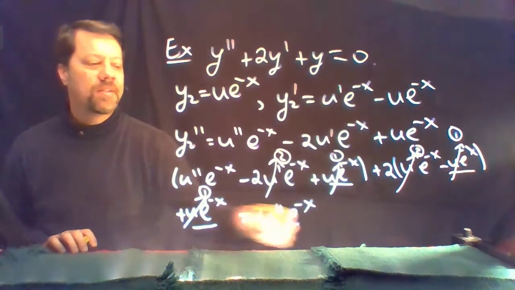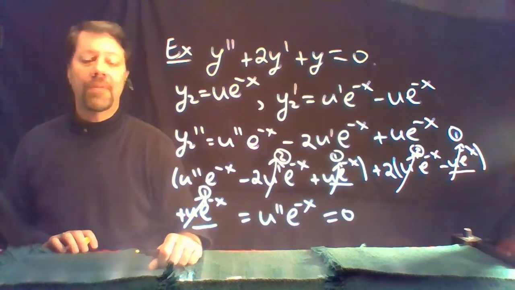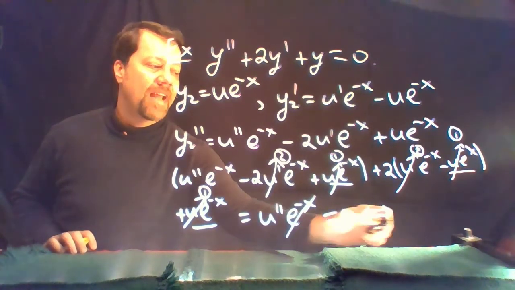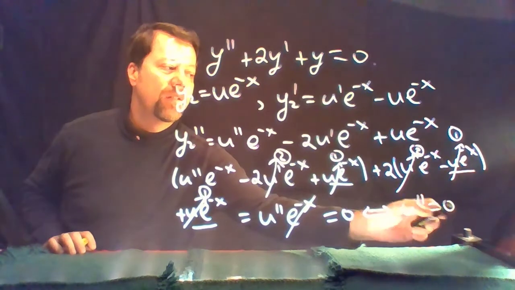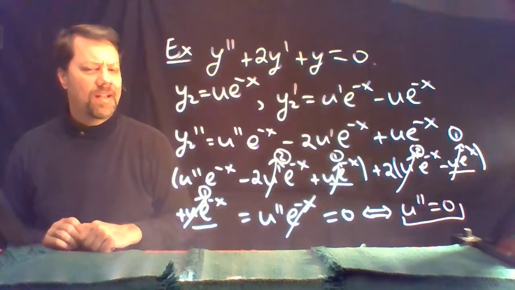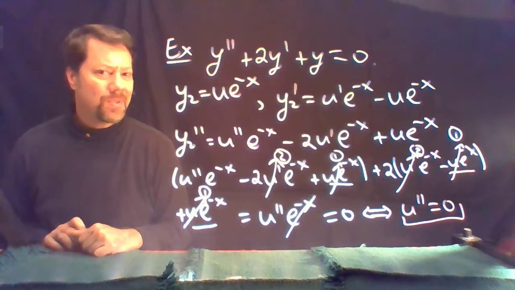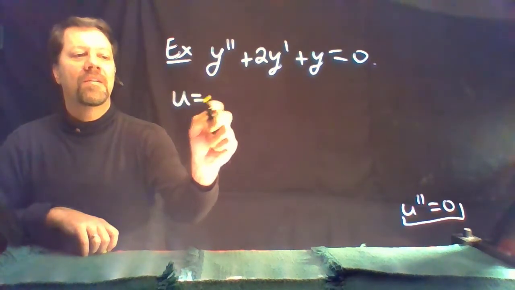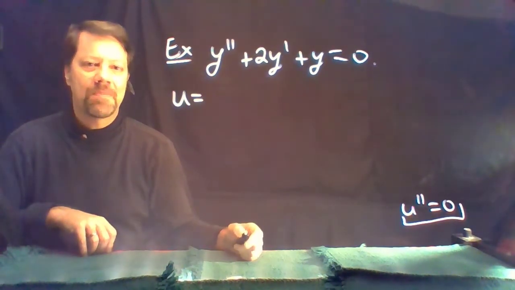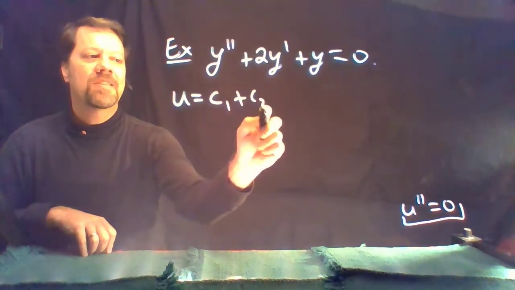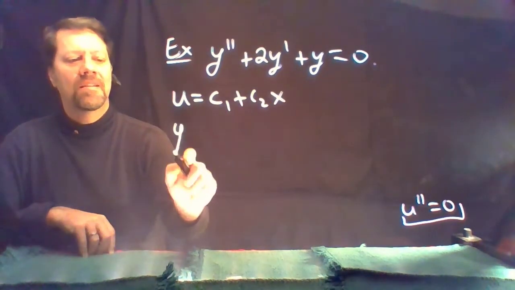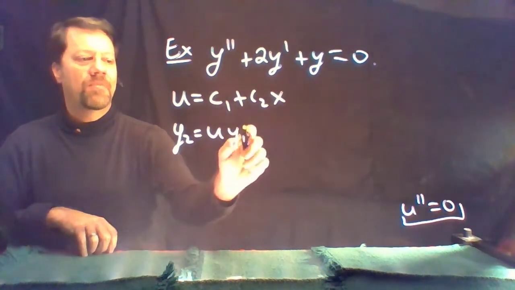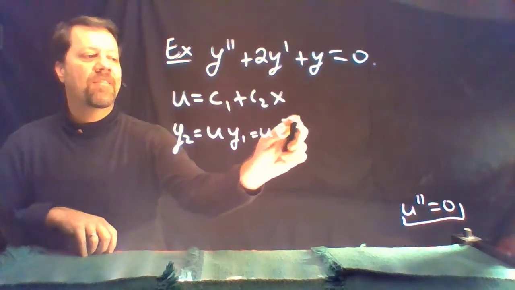If we want this to be a solution, we're supposed to get 0. Well, e to the minus x is not 0. That means that's going to happen if and only if u double prime is 0. Now, what functions have second-order derivatives equal to 0? The only functions that have second-order derivatives equal to 0 are straight lines like mx plus b, or perhaps even c1 plus c2x. Our solution y2 was u times y1, which was u times e to the negative x.